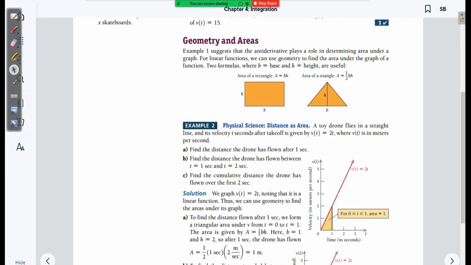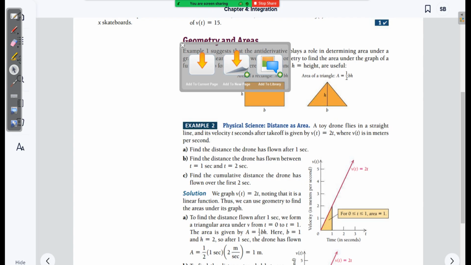So a rectangle is base times height, and then the area of a triangle. You probably already know this. You went through geometry. If you don't know this, you're going to very quickly recall it because I know you've seen this before. The area of a triangle is half the base times the height. I feel like these are pretty easy area equations, so I'm just going to let it have its own page. Next up, we're going to give this a new page.